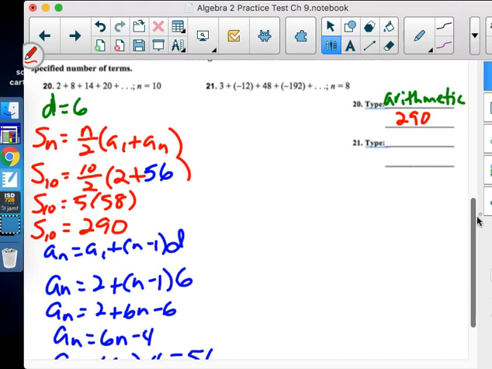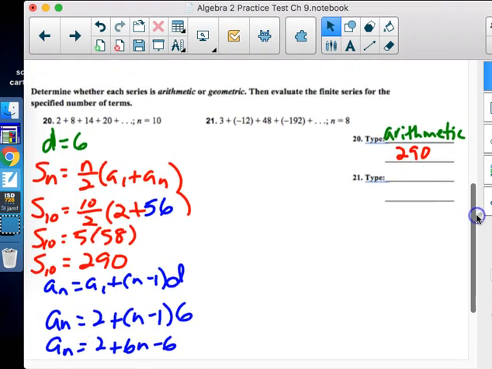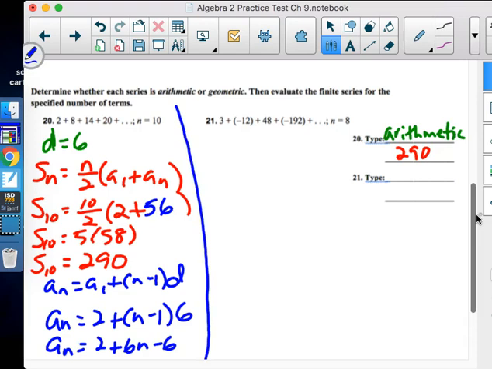Alrighty, now, let's use some logic here. If that was arithmetic, what's the other one probably going to be? Yeah, because we want to see that you're able to do one of each, right? But let's just make sure. Let's find R and make sure that they're multiplying by the same thing every time. What do you see? Negative 4? So geometric.